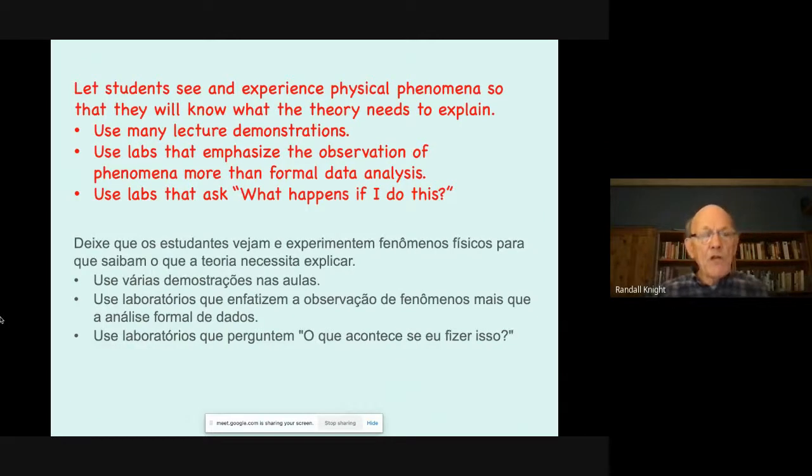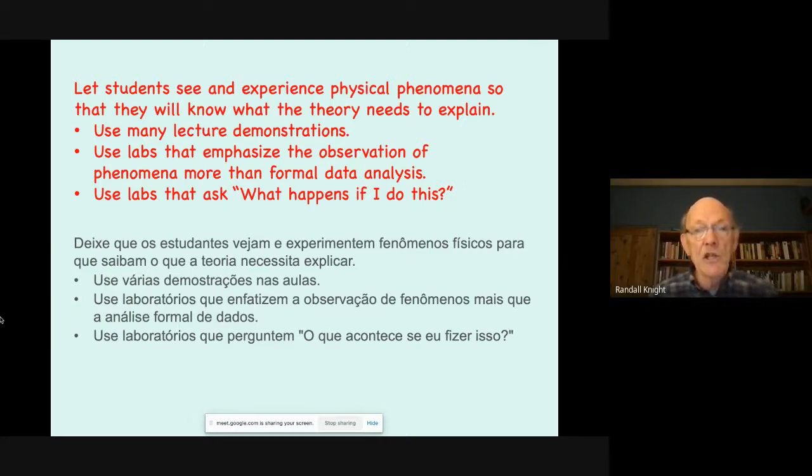So one really important thing we can do is give students an opportunity to see and experience actual physical phenomena so they know what the theory is trying to explain. One way to do that is using lots and lots of lecture demonstrations. Now, in the U.S., most physics departments have a very good collection of large experiments that can be set out in lecture for demonstrating things. I don't know about Brazil. I know in Europe, lecture demonstrations are not so common.